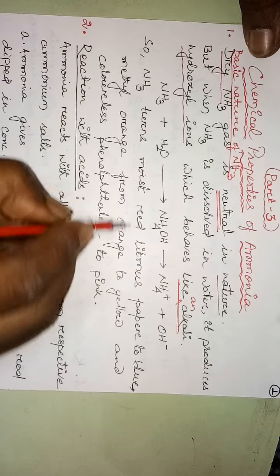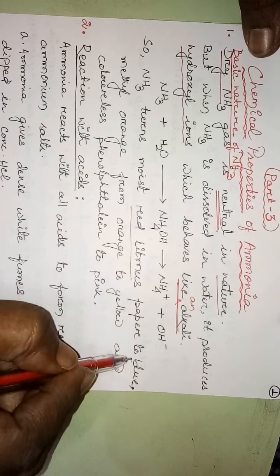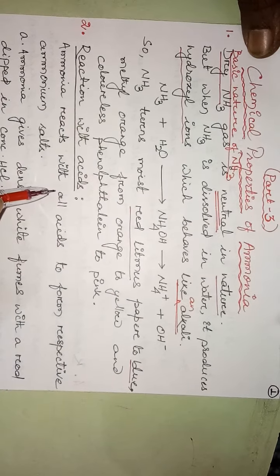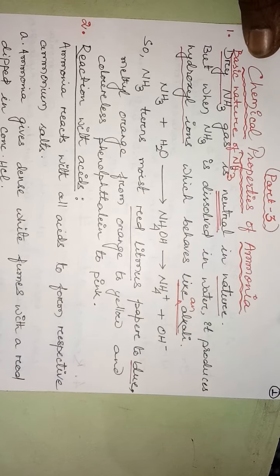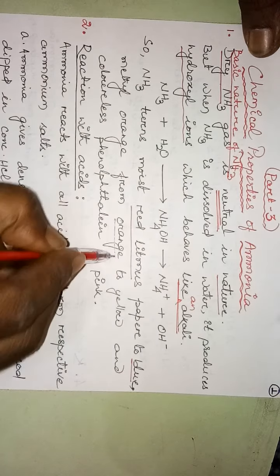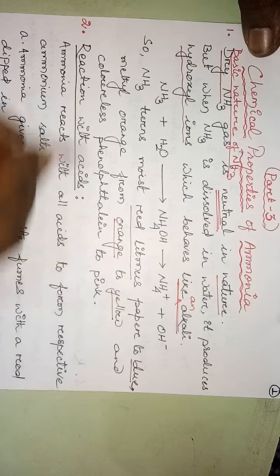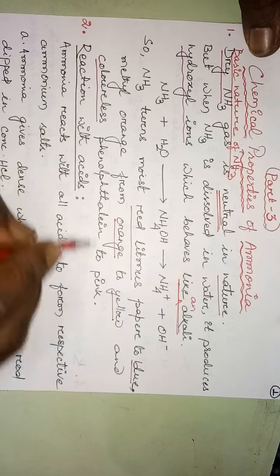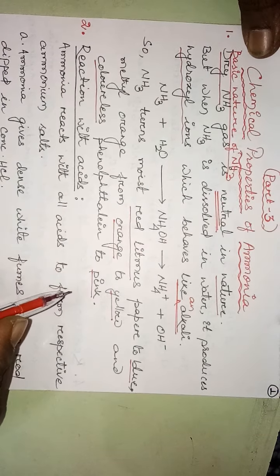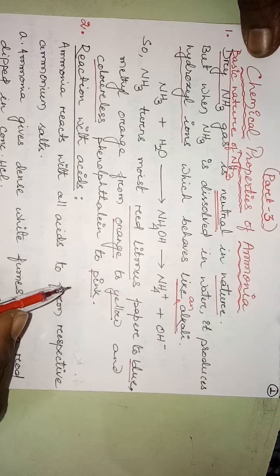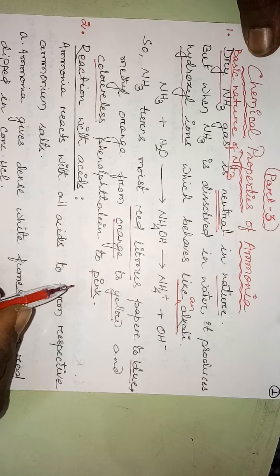So ammonia turns red litmus paper to blue when it is moist. Methyl orange changes from orange to yellow, and the colorless phenolphthalein changes to pink. These are the general common indicators when we are treating with a base or an acid.